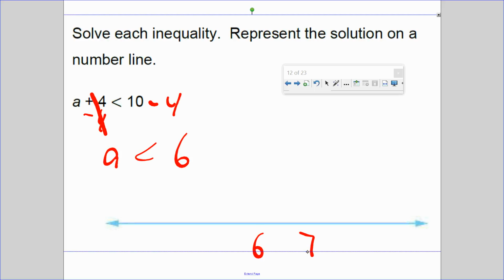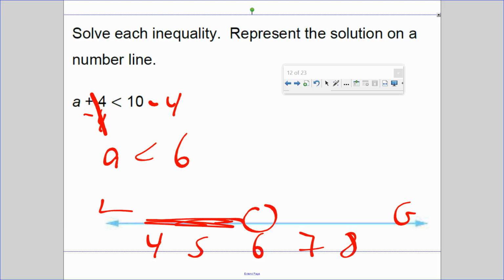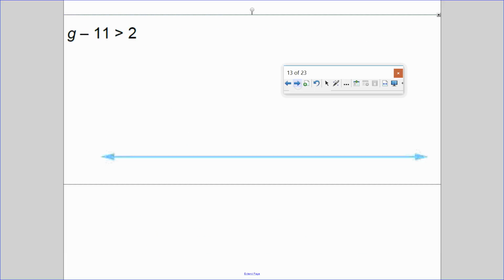So 4, 5, 6, 7, 8. It's least to greatest, less than 6, so I know it's going to be this side. But does it equal 6? No. So open dot. So let's see if this works. If I plug in a 4 here, 4 plus 4 is 8. That's less than 10. Check mark. It works. Let's do another example.